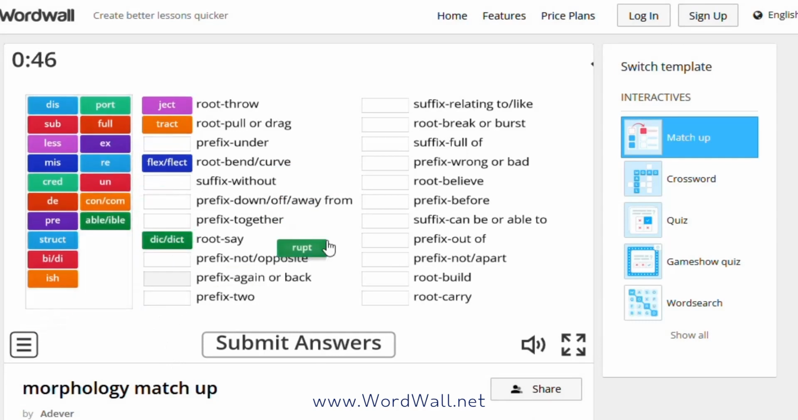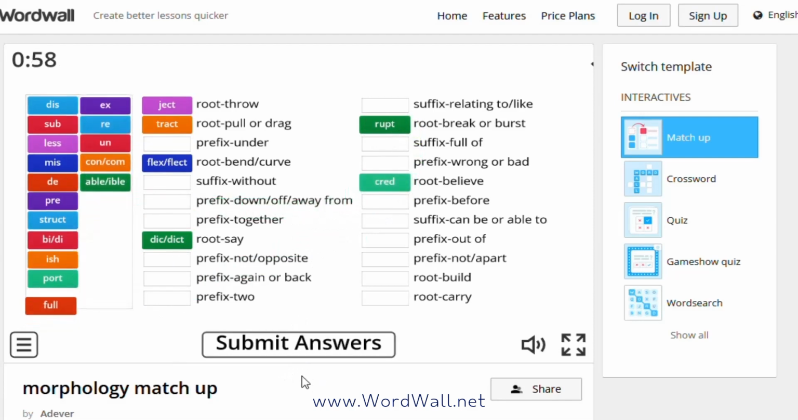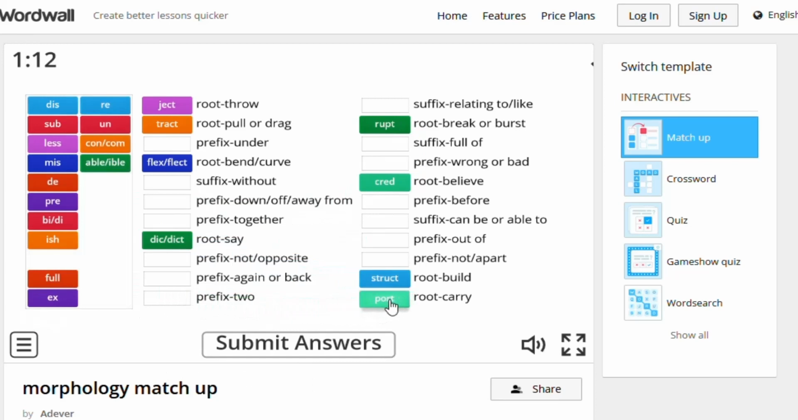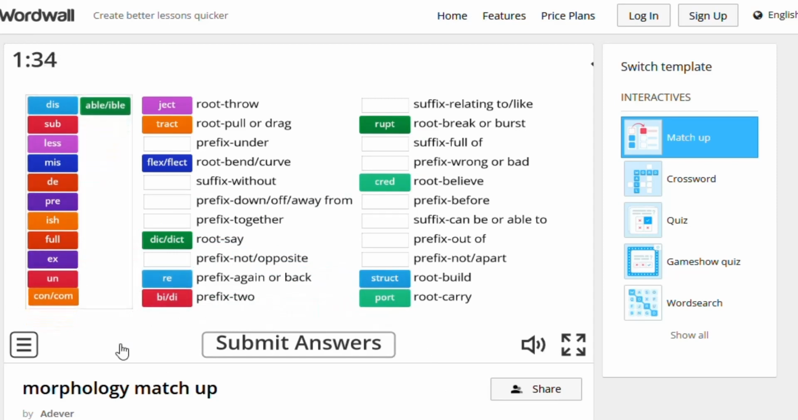So dict is say, dictaphone, or predict, you say something beforehand. Cred, credible, to believe. You are incredulous, you can't believe something. So these are the root words and their meanings. So first of all, we try to match the root words to the meanings, and then once we've done that, we start adding the prefixes.